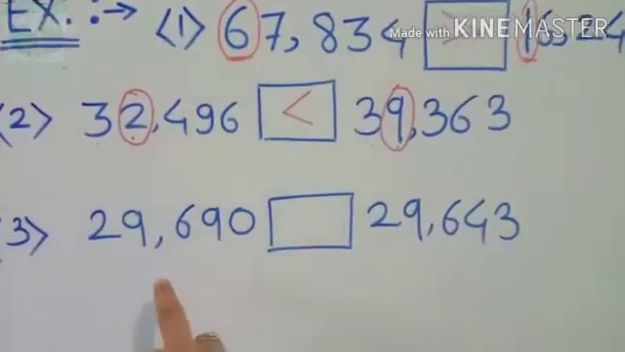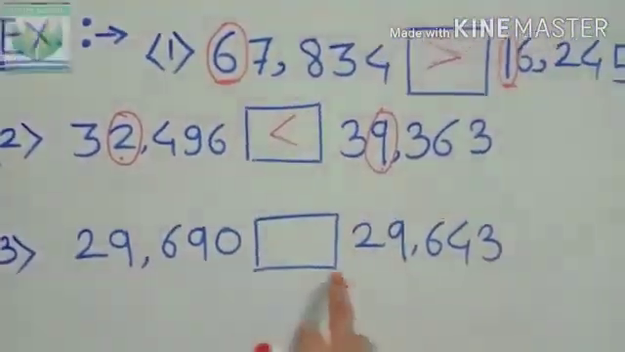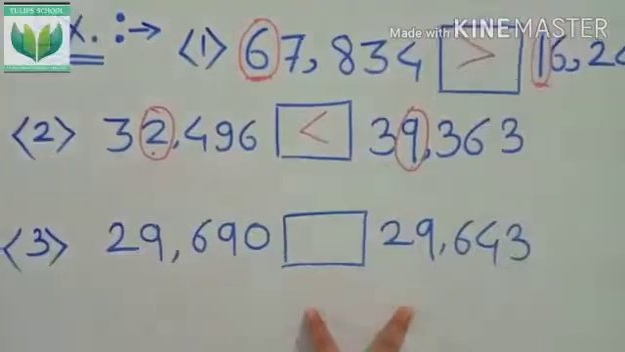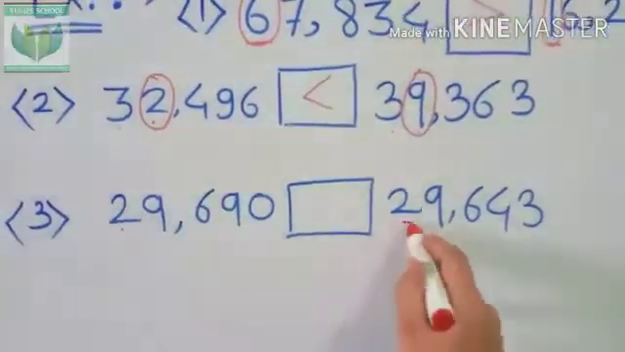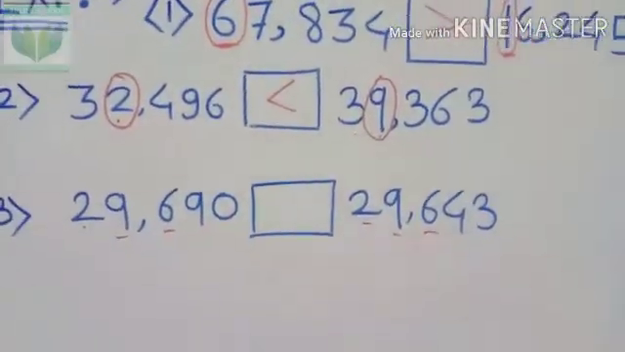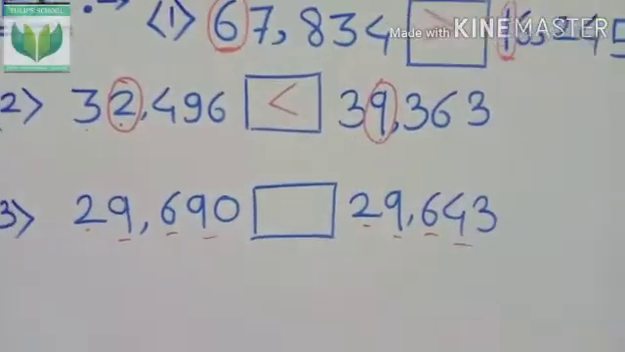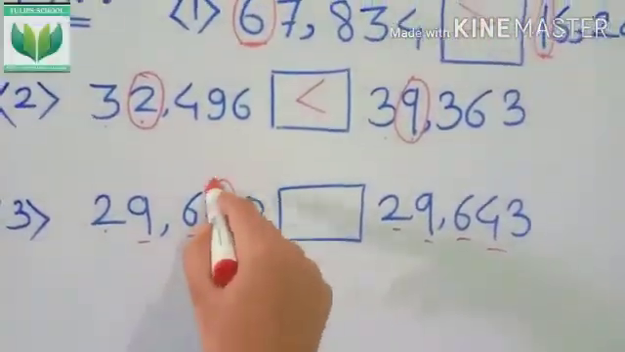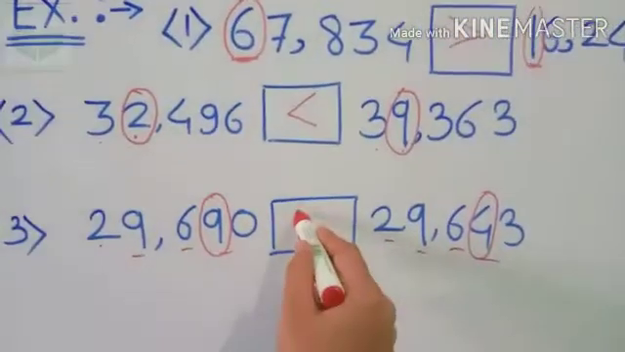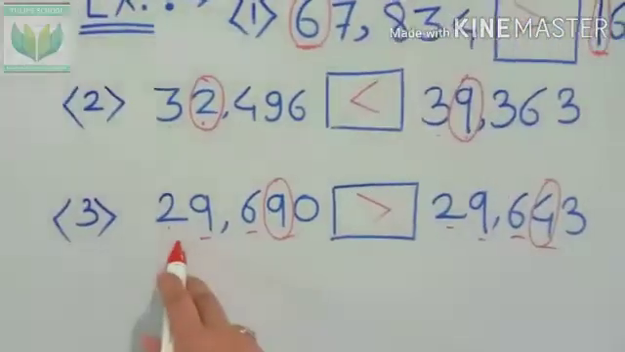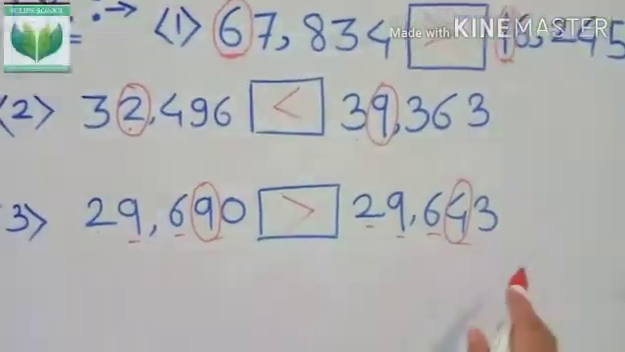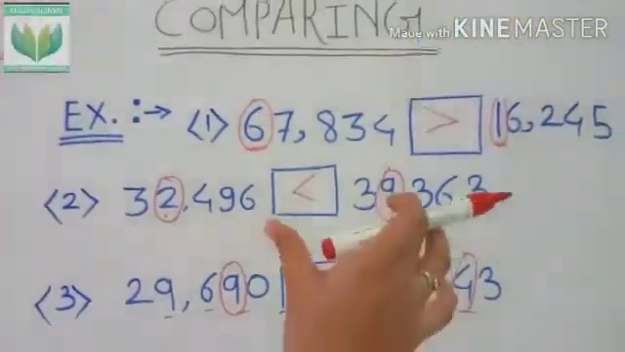Now look at the third: 29,619 and 29,643. We have to compare both numbers and find which is greater and which is smaller. Here 2, here also 2, here 9, here also 9, here 6, here also 6, here 9 and here 4. In the tens place, 9 and 4. Which is greater? Obviously 9 is greater than 4. So 29,619 is greater than 29,643. I hope you are understanding this comparing.